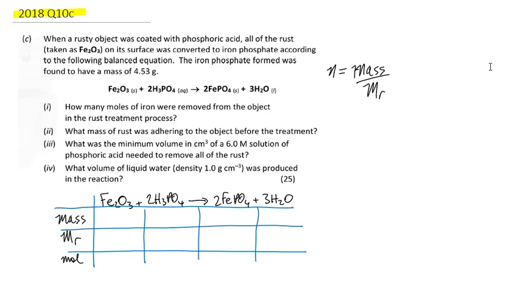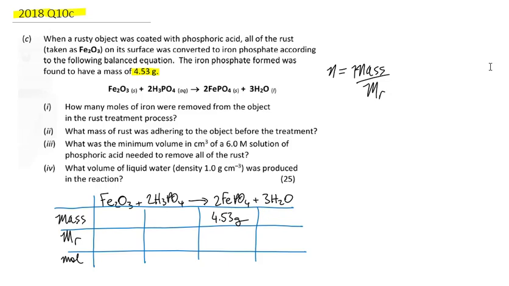Okay, what information are we given? This is the key bit of information for starting us off. The iron phosphate formed was found to have a mass of 4.53 grams. So we feed this information into our table, and this is the substance we're interested in there, iron phosphate. We've got the mass, so it's 4.53 grams.